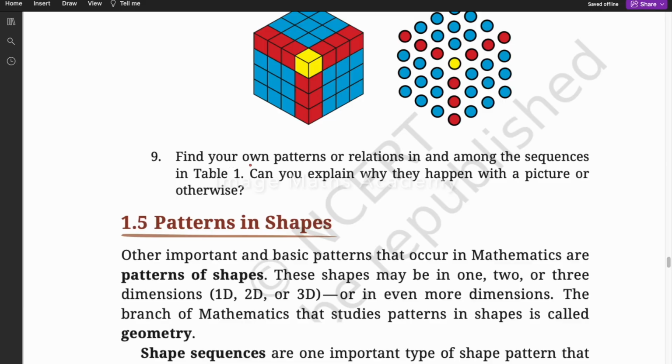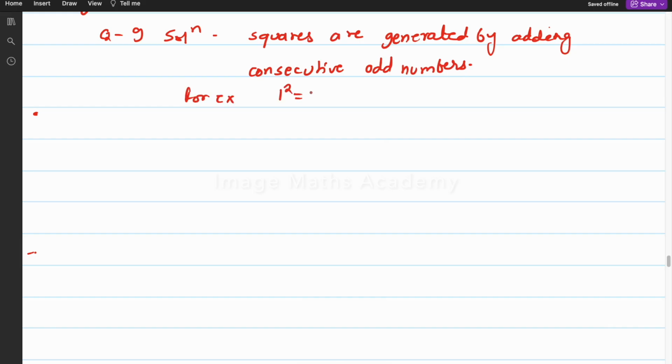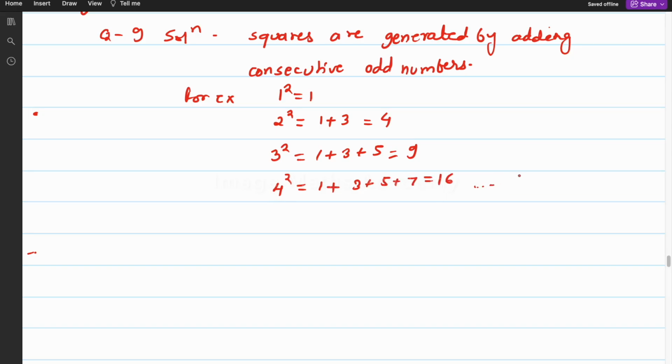Question number 9. Find your own pattern or relation in and among the sequences in table 1, and can you explain why they happen with a picture or otherwise? So squares are generated by adding consecutive odd numbers. For example, 1 square equal to 1, 2 square equal to 1 plus 3 which is equal to 4, 3 square equal to 1 plus 3 plus 5 which is equal to 9, 4 square equal to 1 plus 3 plus 5 plus 7 which is equal to 16 and so on.